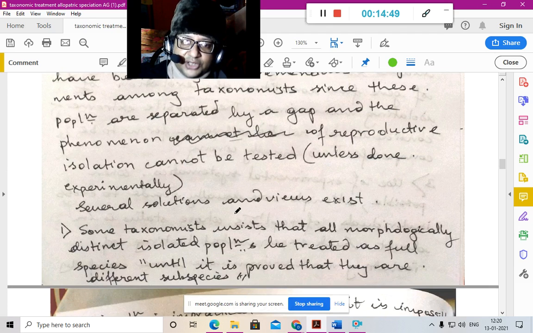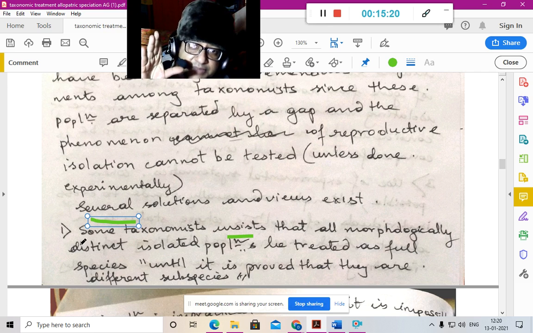So there are several solutions and views that exist. Some taxonomists insist that all morphologically distinct isolated populations be treated as full species until it is proved that they are subspecies. So if they look different, like a chimpanzee and a human, which look different morphologically, keep them as separate species.